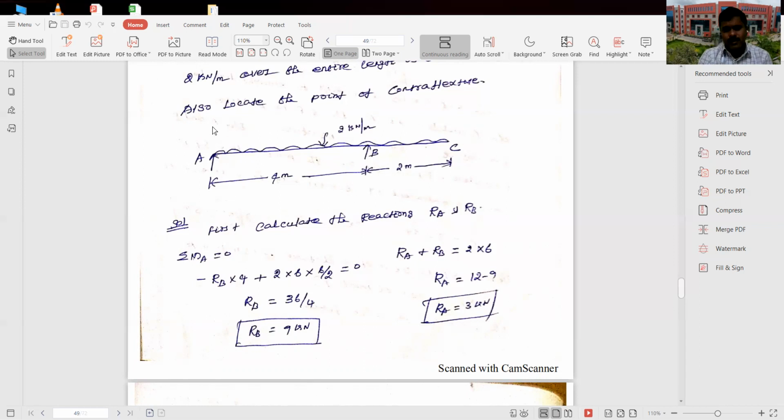So you are taking moment at point A. Towards A, the RB is acting in an anti-clockwise direction. Therefore, the sign is negative. Therefore, minus RB into the perpendicular distance, which is 4 meter. From RB, we are considering section A. Therefore, from RB to A is 4 meter. Therefore, minus RB into 4.